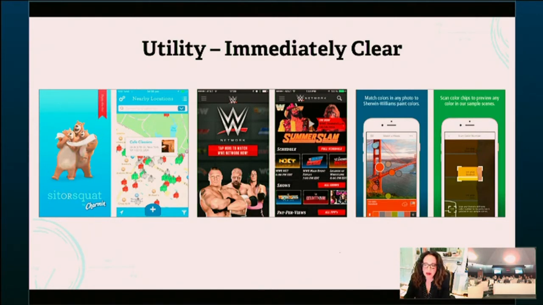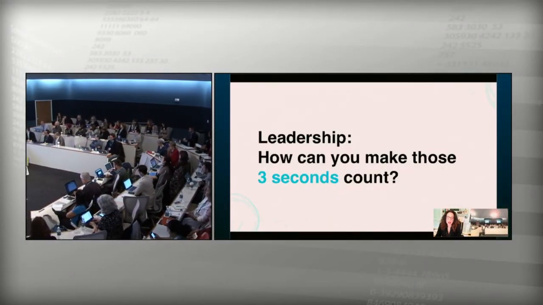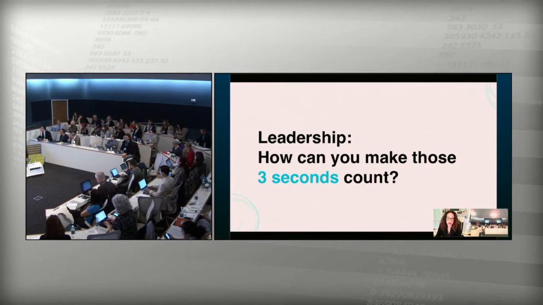And although that wrestling app, which is in the center, looks like there's a lot of stuff there, if you're somebody who follows wrestling, then you are able to, in those 3 seconds of time, get immediate cues and understand what you're looking at. And the same is true for many other applications. So this is a leadership challenge. And the question is, how do you make those 3 seconds count?